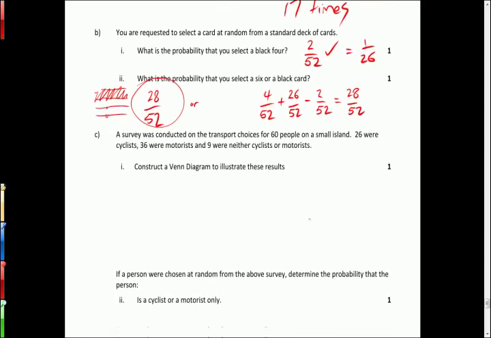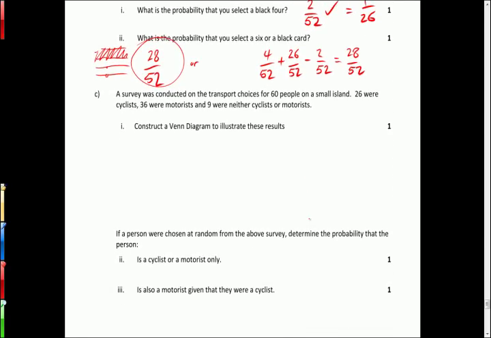A survey was conducted on the transport choices for 60 people on a small island. Okay, 26 cyclists, 36 motorists, 9 were neither cyclists nor motorists. So some might have been both. Let's find out.